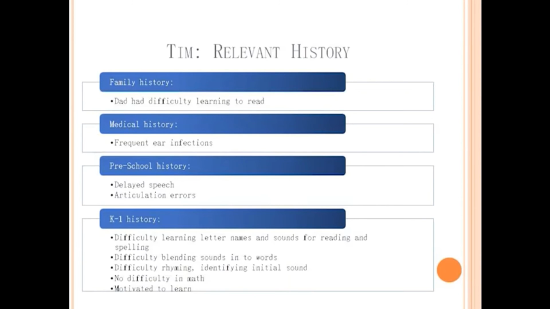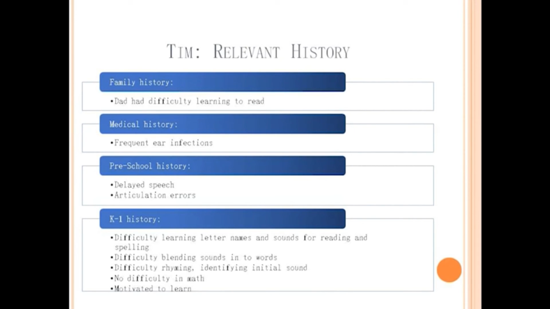Okay, time to get back to Tim. Let's look at some other things about Tim's background. Let's look at family history. We know there is a hereditary factor in dyslexia, and sure enough, Tim's dad had difficulty learning to read. Look at Tim's medical history. Tim had frequent ear infections from an early age and continues to have them in grade 2. A history of frequent ear infections is a factor that frequently pops up in the history of students with dyslexia.